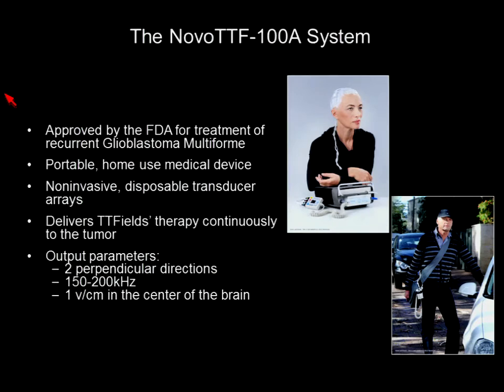This is a portable home use medical device. It has a non-invasive disposable transducer array, basically two arrays, that are orthogonally placed, and so these provide the alternating field from this pole to this pole and from this pole to this pole. So you get an intersection between the poles at most points. It delivers the TTFields therapy continuously to the tumor within the brain.